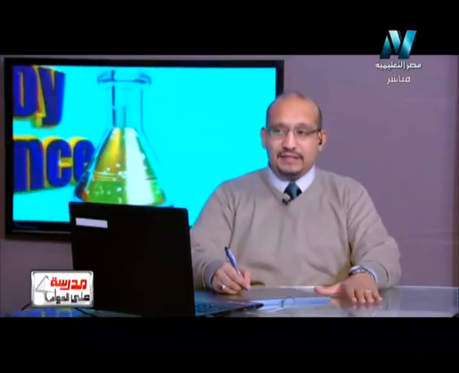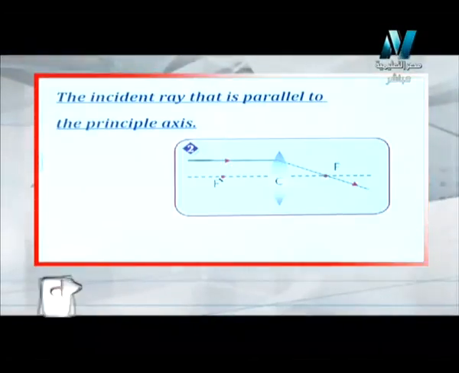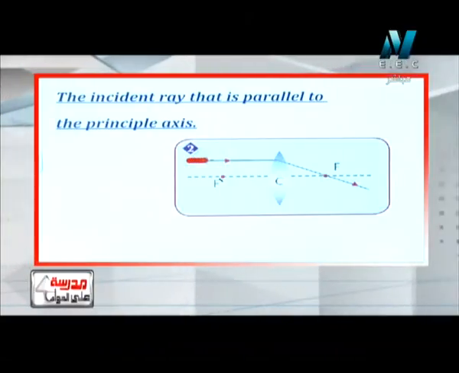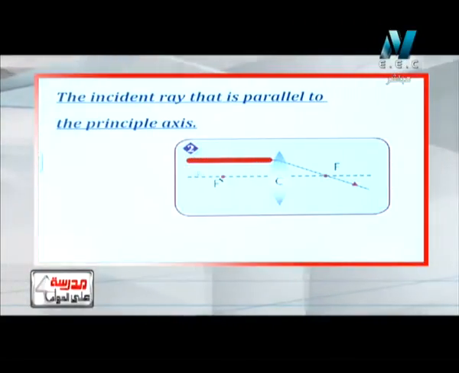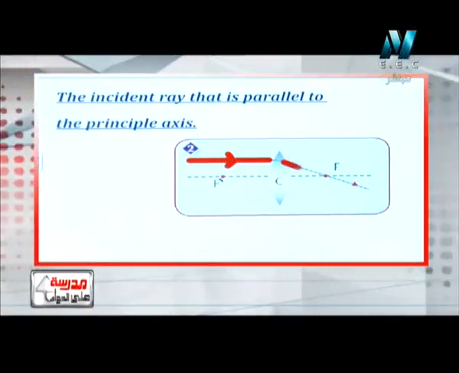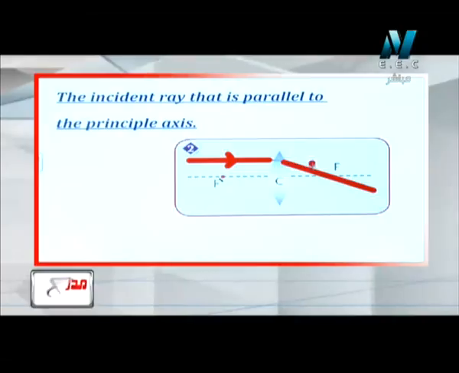And the optical center at the same time, because the optical center is located between the two centers of curvature of the lens. So here on the monitor we have an incident light ray parallel to the principal axis. How can we deal with light in this case? If the light ray passes parallel to the principal axis, it will refract through the focus on the other side.